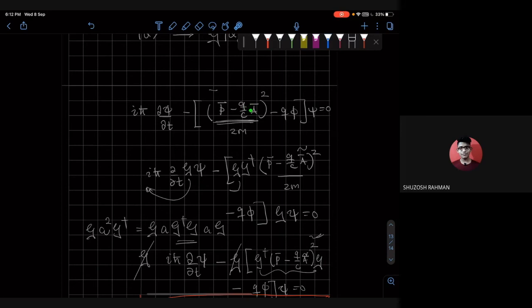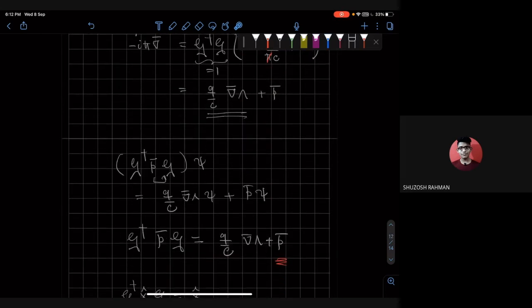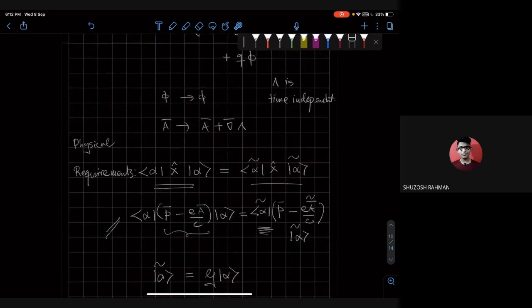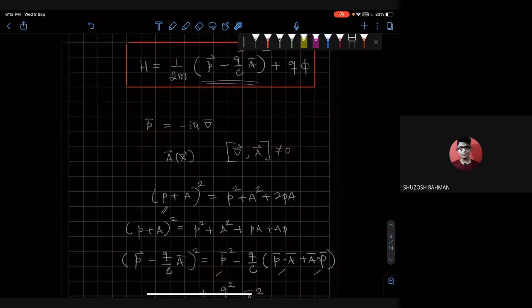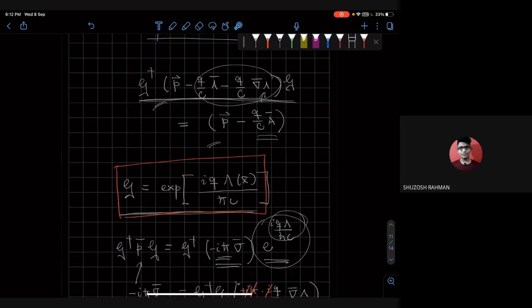Now A will change to A tilde. So this is a shorthand for A plus gradient of lambda, okay? Now you see, if I look at the form of G, it is nothing but a phase. It's a position-dependent phase. Exponential of this, it's a phase, right? But it depends on the position.